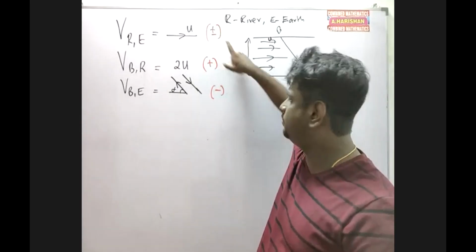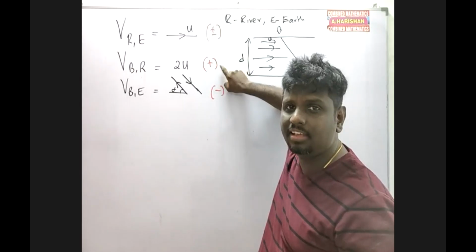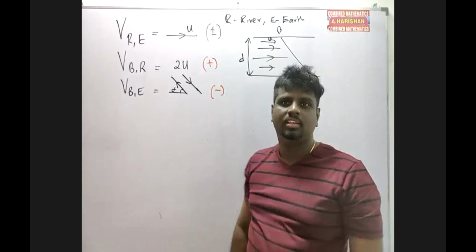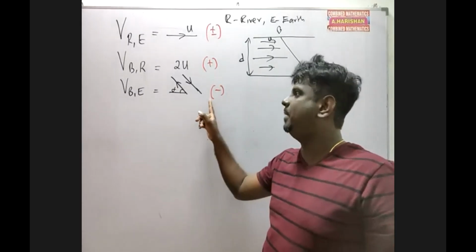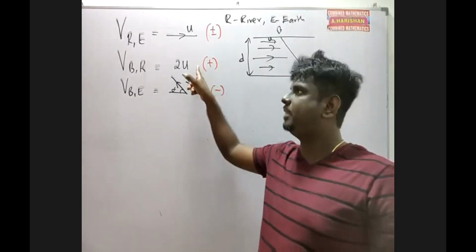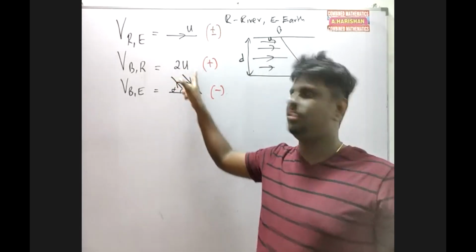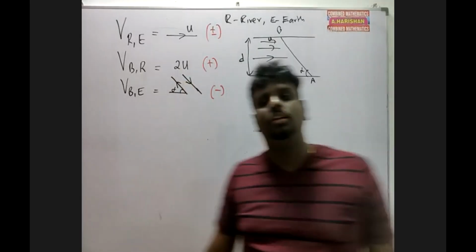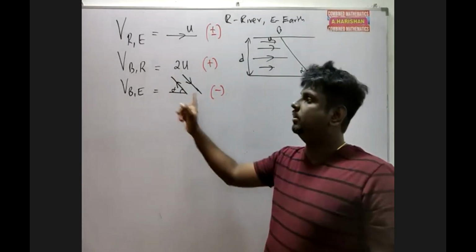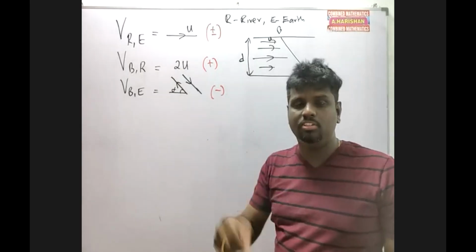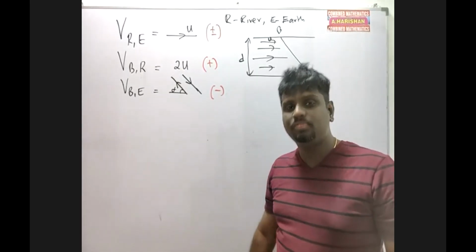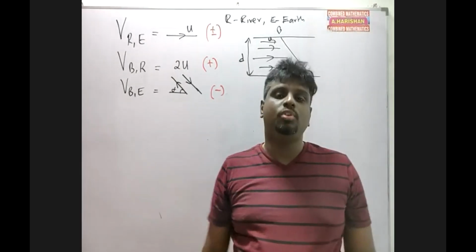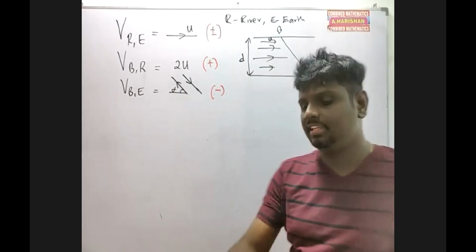Here I am missing minus. Here I am missing plus, two unknowns. Got it? Here I am missing minus, which means I am missing the direction. Here I am missing the magnitude. So two unknowns. Likewise, absolutely, there are two unknowns only. Okay, is it clear?